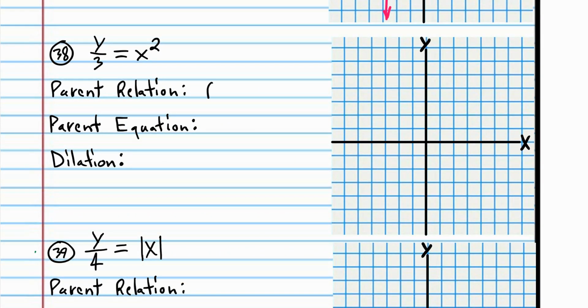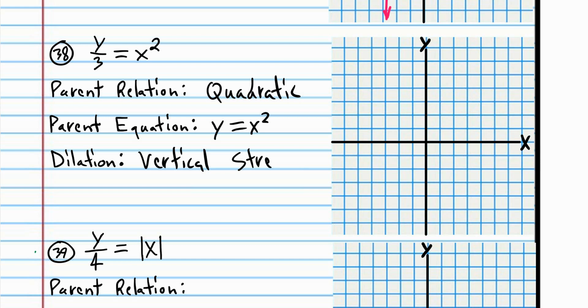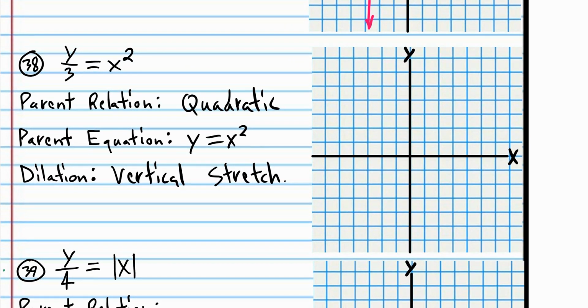This is the quadratic parent relation, because we have an x that's squared, and the parent equation is y is equal to x squared. This is a vertical dilation because we're multiplying, actually we're dividing y. Whenever you do anything to y, specifically multiply or divide y, it's a vertical dilation, and of course it's a stretch because we're dividing. Whenever you divide, it's a stretch. So the parent equation looks something like this.